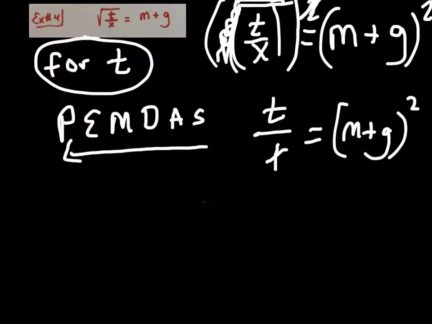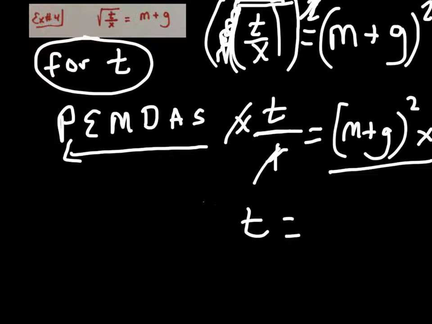So how do I get rid of divided by x? Well, the opposite of division is multiplication. So I'm going to multiply both sides by x. That'll cancel my x's, and then lo and behold, my t is alone. What's on the other side? All of this stuff. You don't have to simplify it. You just have to rewrite it. m plus g squared and then times x. You can put the x out front or you can put the x out back. It doesn't make any difference.